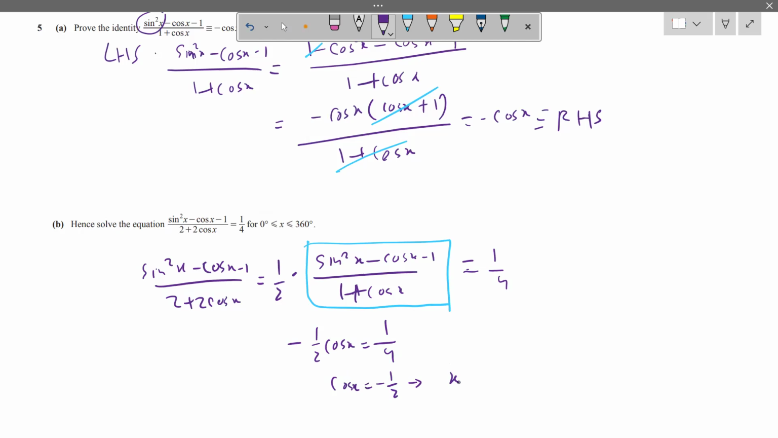And this is a very easy one. The only two values of x which have a cosine value of negative 1/2 are 120 degrees and 240 degrees. Okay.